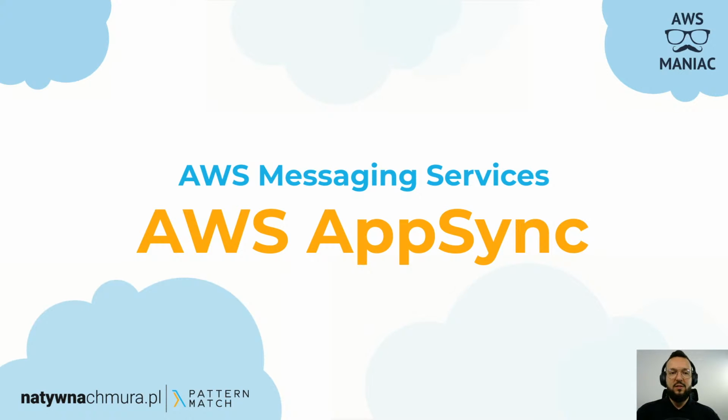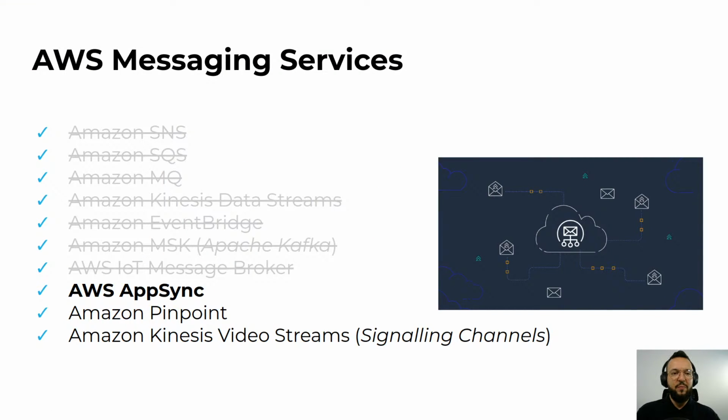All right, so let's start with the introduction. As usual, our main goal is to describe all those AWS messaging services. Today's topic is AWS AppSync. We already covered 7 of those services, 2 last from the finishing line. Next week, we are talking about Pinpoint, and in 2 weeks, we will talk about Kinesis Video Streams, in particular about signaling channels from the Kinesis Video Streams features.